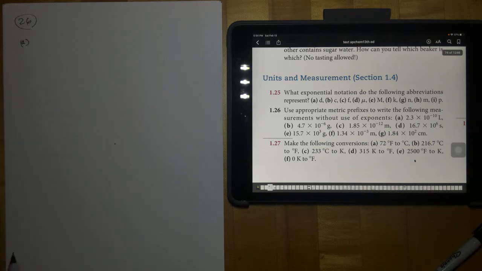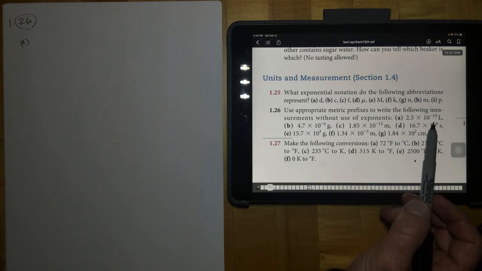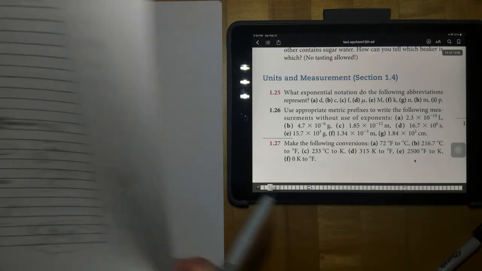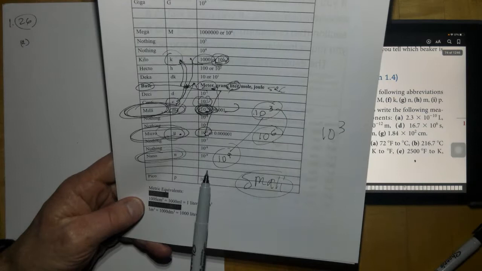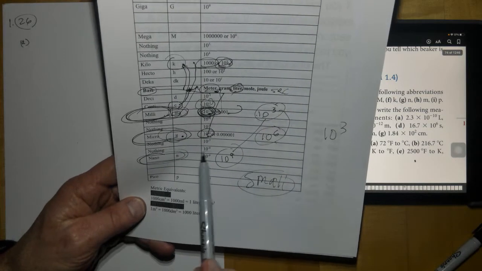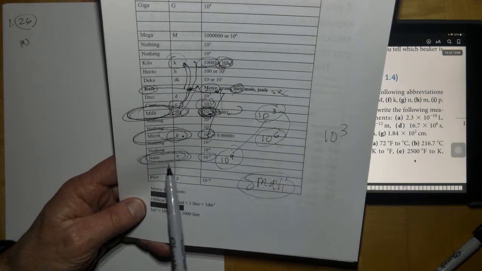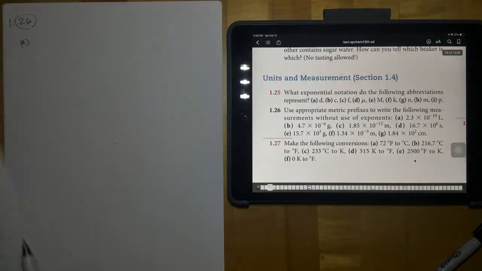So this is number 26, 1.26. Right here it says use appropriate metric prefixes to write the following measurements without the use of exponents. So since this is times 10 to the negative 10th, we want to find something down here that's close to 10 to the negative 10th, which of course would be the nano. And so we'd want to write it as a nanometer if we could.